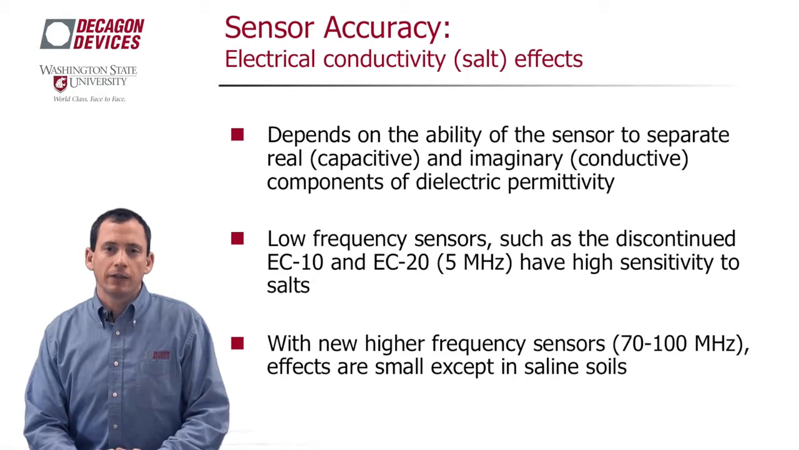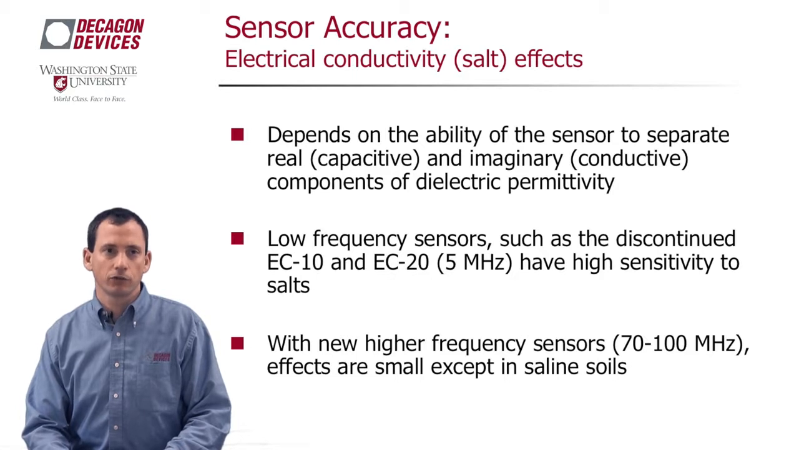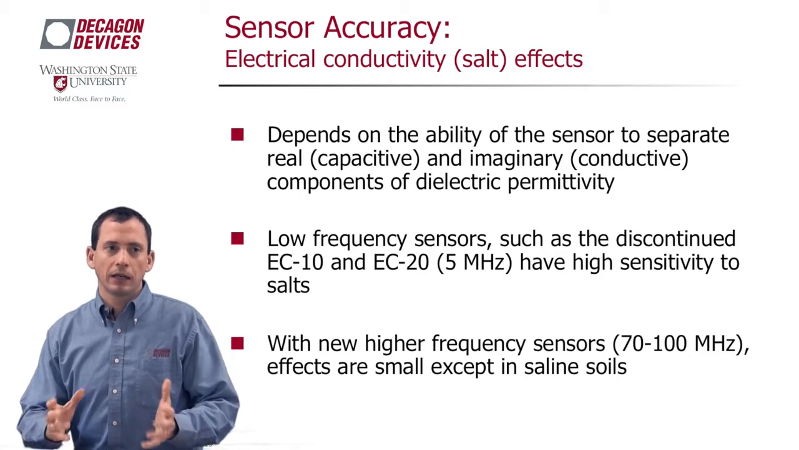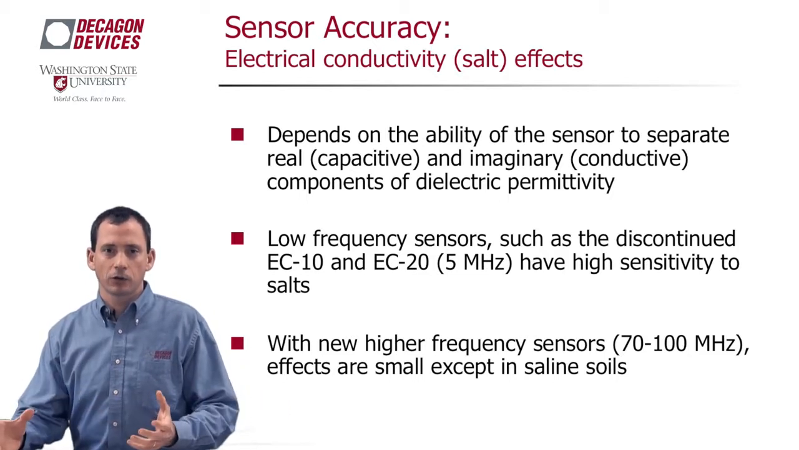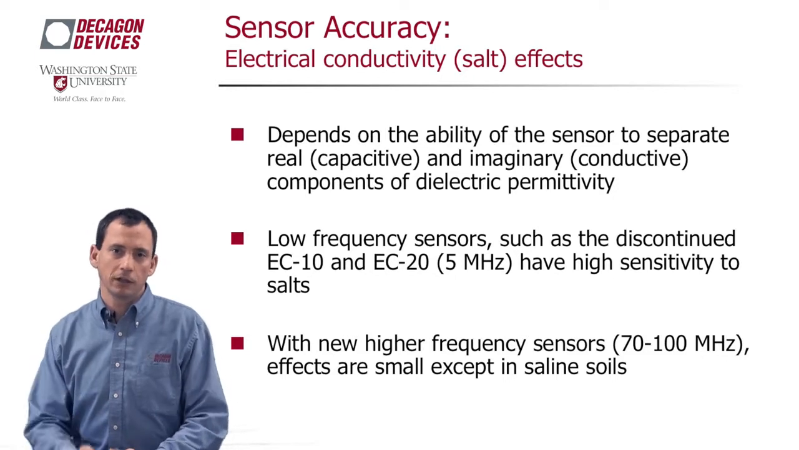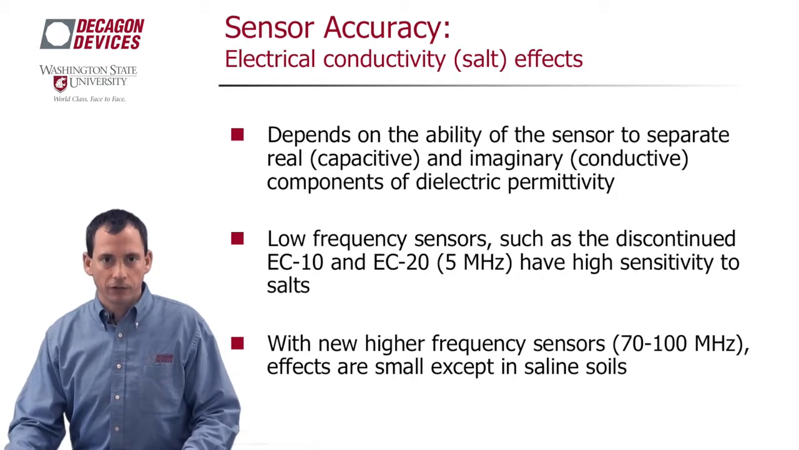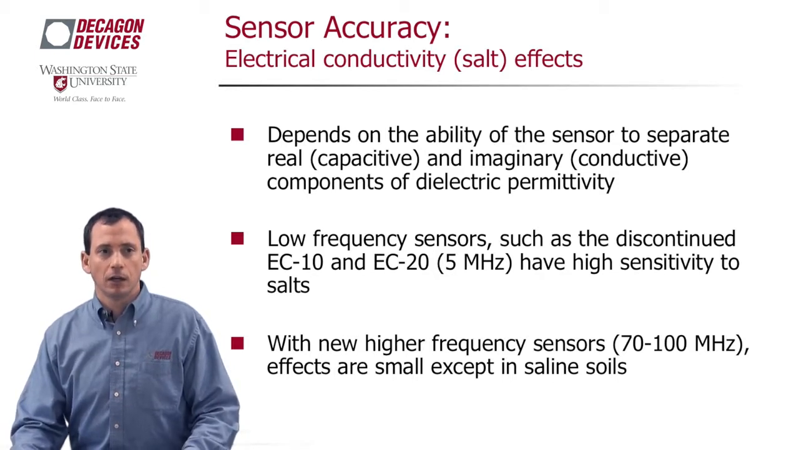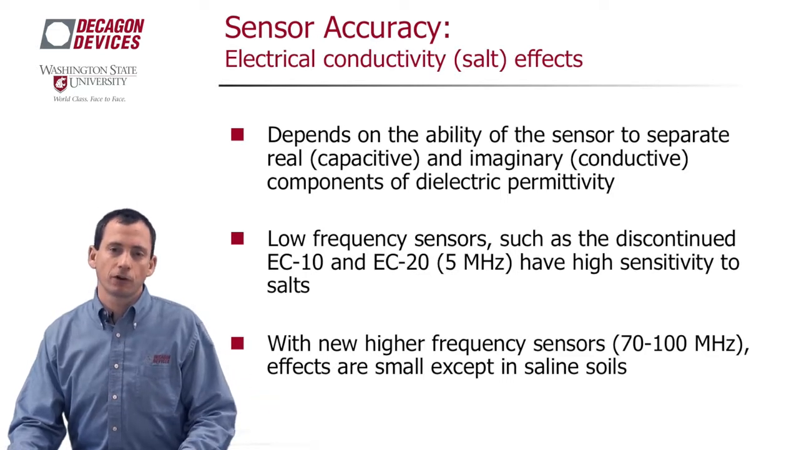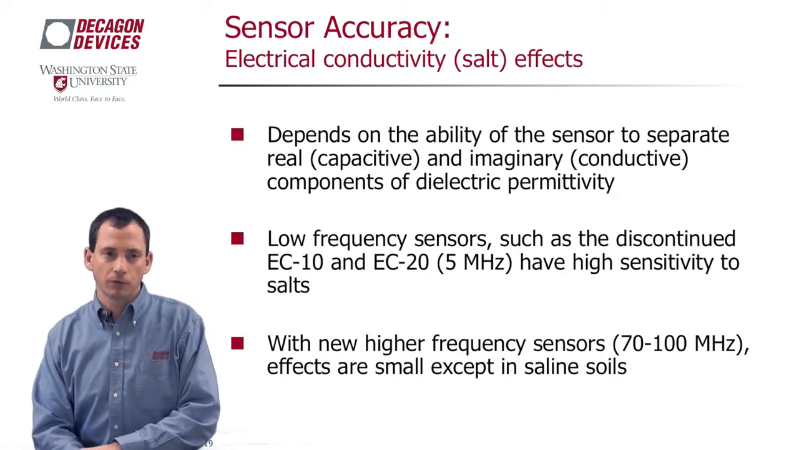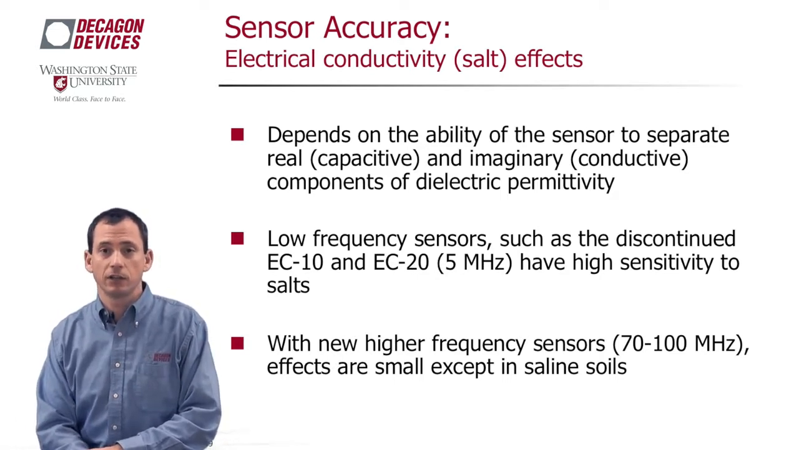It is well known that the electrical conductivity of the soil can affect soil moisture sensors. If the sensor does a good job of either separating the dielectric permittivity from electrical conductivity or simply ignoring the electrical conductivity, then we don't have to worry about it. Back in the old days of the frequency domain sensors, for instance, when we first started producing the old EC10s and EC20s, those measured at a relatively low measurement frequency, and they had a pretty high sensitivity to salts and to electrical conductivity in the soil.